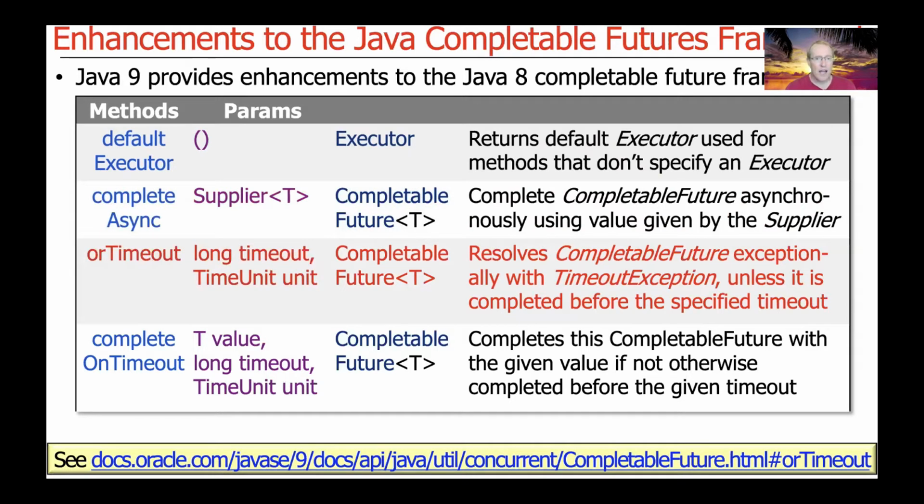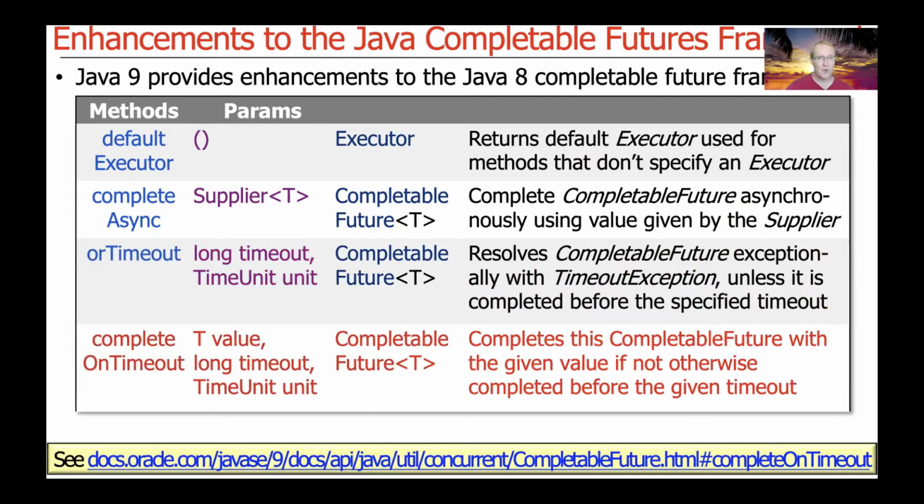There's also a couple of timeout methods. So one timeout method is used to resolve the completable future exceptionally with a timeout exception unless and until it completes before the specified timeout. So this can be used to bound the amount of time you're willing to wait for an operation to finish asynchronously before you give up and have the framework throw a timeout exception. Actually, a very useful feature.